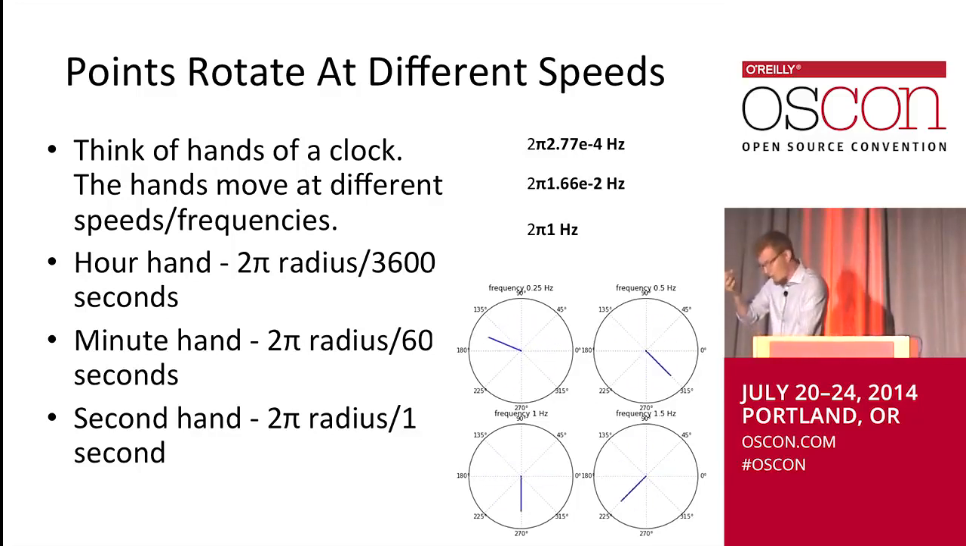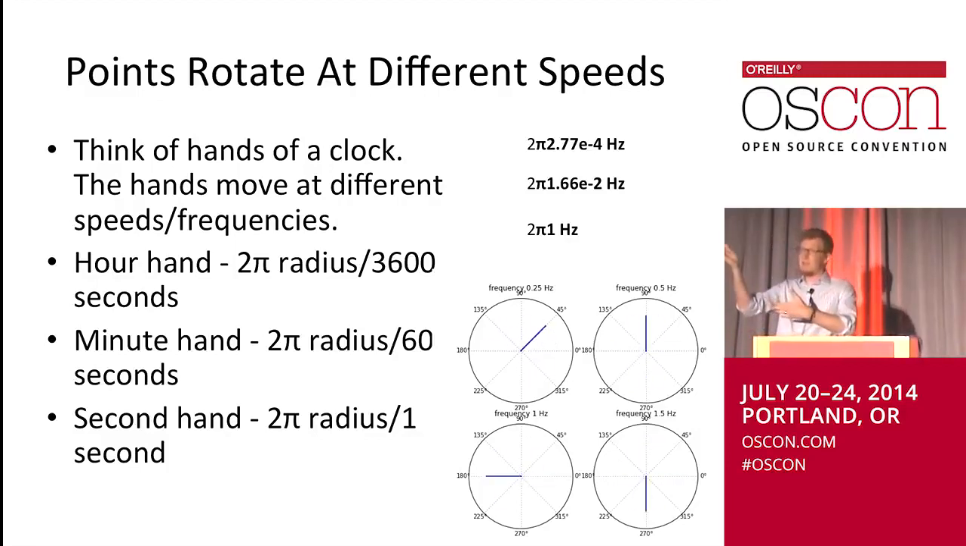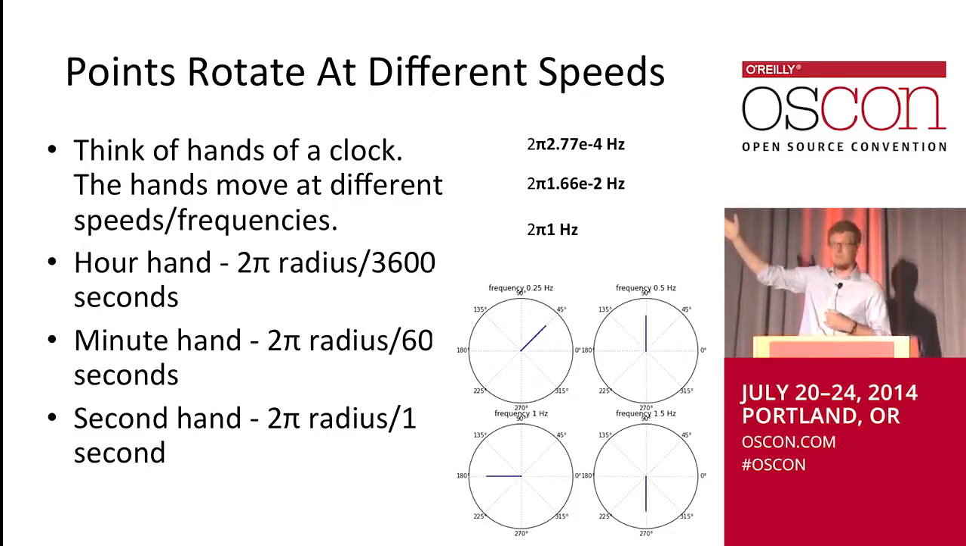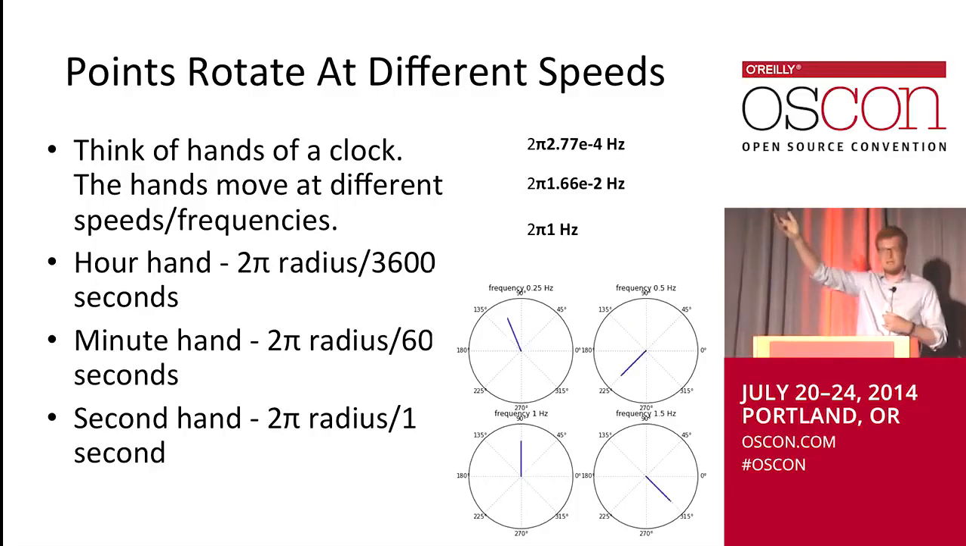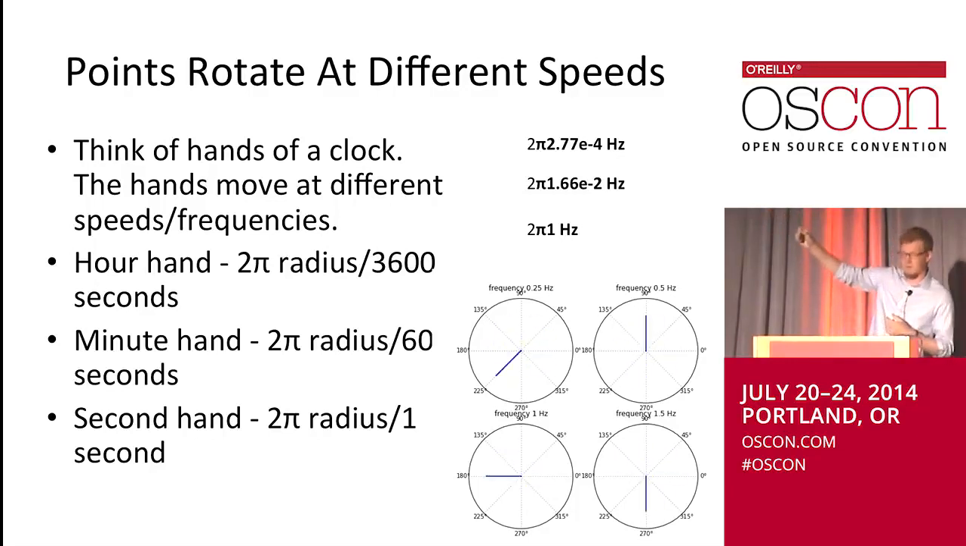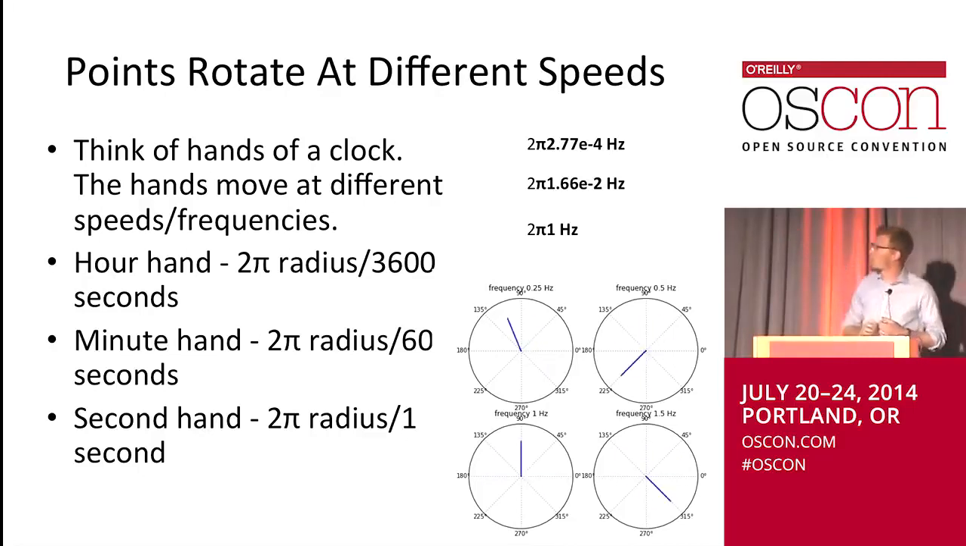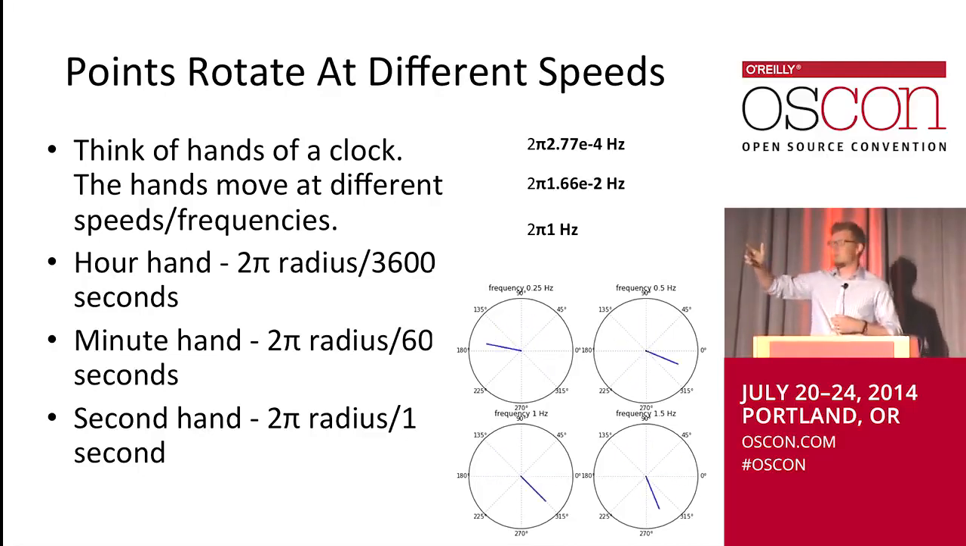So really, if you want to intuit this, you should think of a clock. A clock has hands that are rotating around the face of this circle. And those hands rotate at different speeds. They're traveling the same distance, but they're doing it in a different period of time. The hour hand, for instance, is moving 2 times pi times the radius, but it takes 3600 seconds to do it, which is 1 over 3600, and in the top right is 2 pi, 2 times 10 to the negative 4.